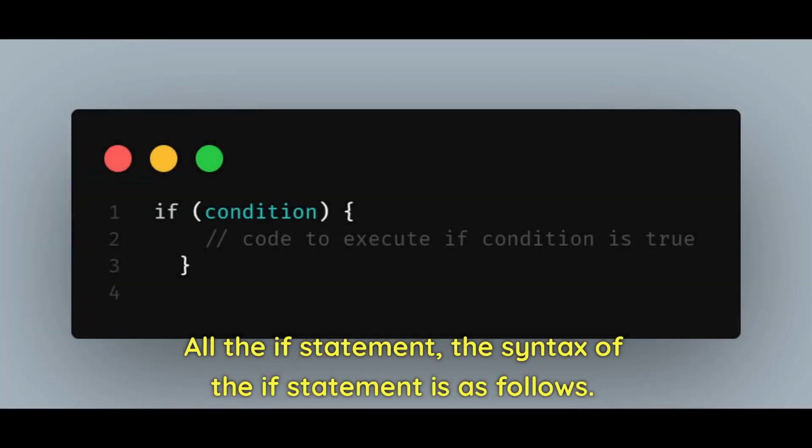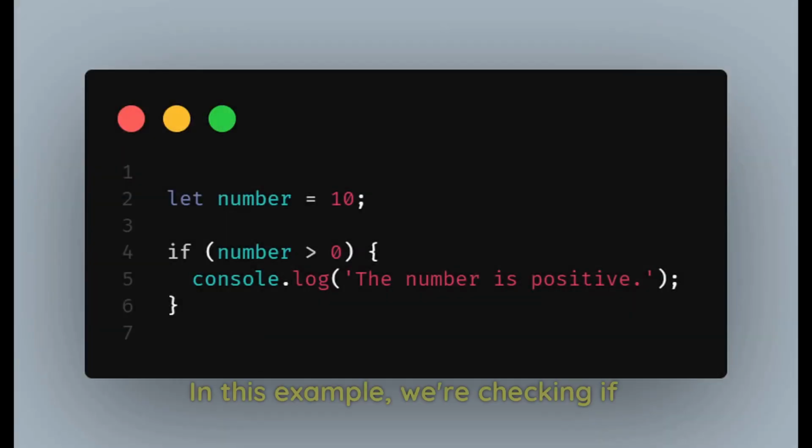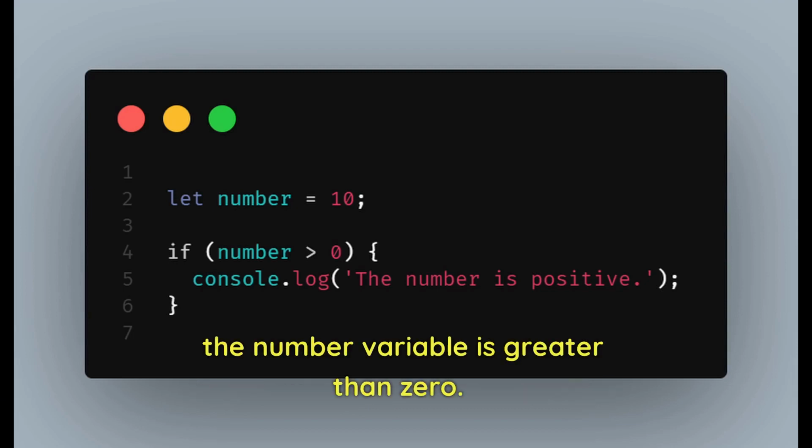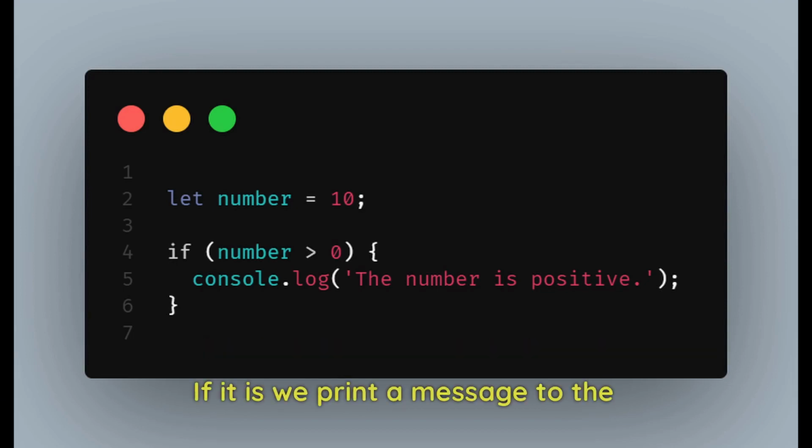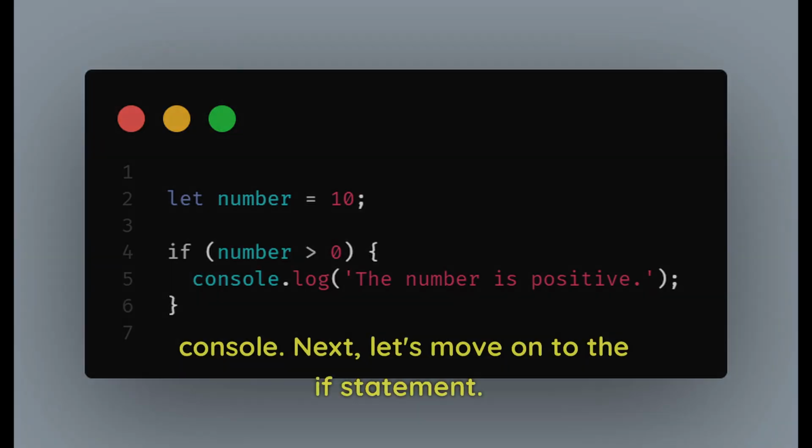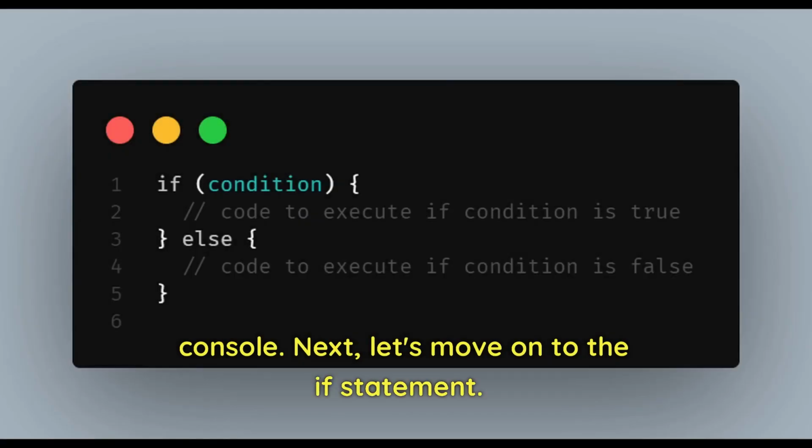The syntax of the if statement is as follows. In this example, we're checking if the number variable is greater than 0. If it is, we print a message to the console. Next, let's move on to the if-else statement.